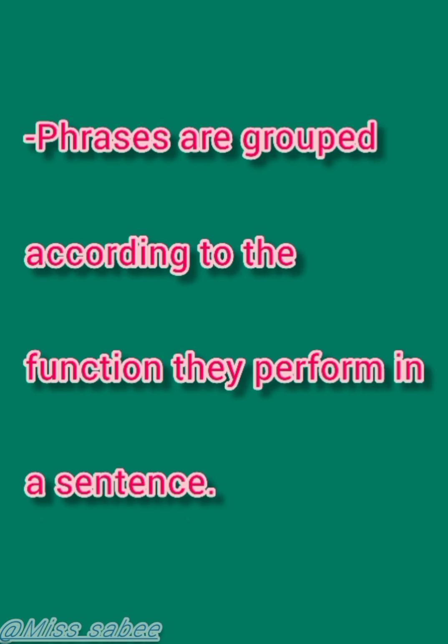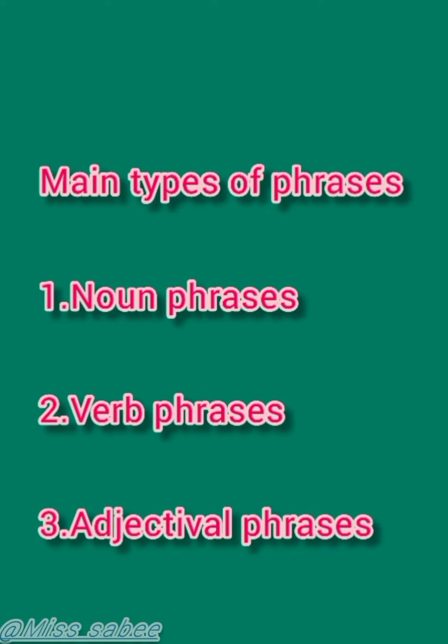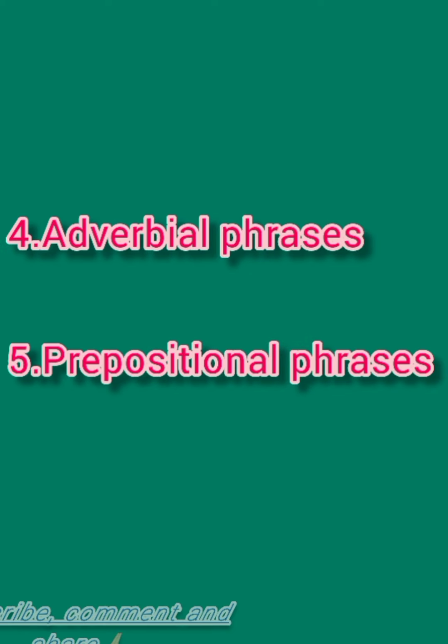Phrases are therefore grouped according to the functions they perform in a sentence, and that is why we have different types of phrases. Today on our list we have only 5 types of phrases, and these are the noun phrases, verb phrases, adjectival phrases, adverbial phrases, and lastly the prepositional phrases. I will make sure I expound on these phrases and the other phrases which are not listed here.